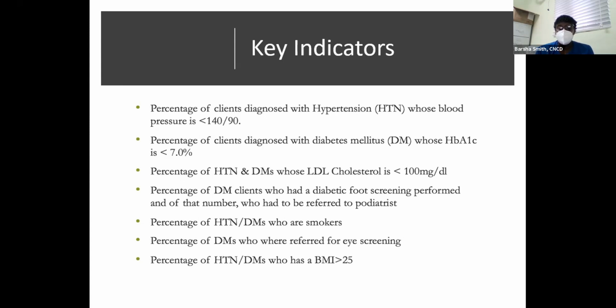We'll also look at the percentage of diabetics who will have an HbA1c that's less than 7. And we also look at hypertension and diabetes in terms of their cholesterol, because their cholesterol levels should be less than 100, and we want to see how many of our hypertensive and diabetic patients have a controlled cholesterol level. Now, this is a special concern to us, and that is related to the percentage of our clients that have had diabetic foot screening. And we are going to be looking at that also in our presentation this morning.